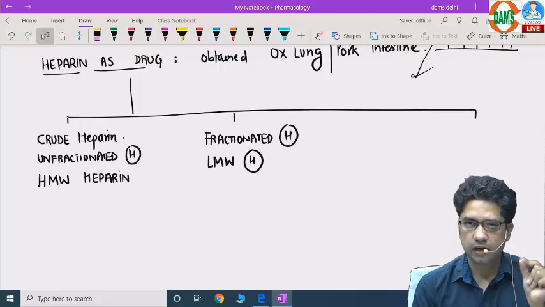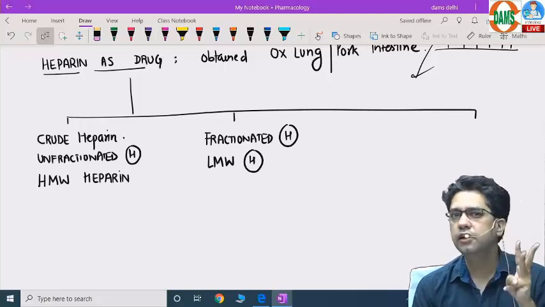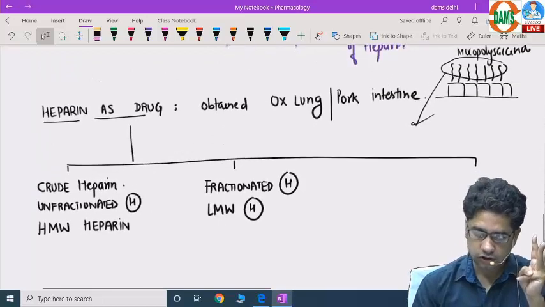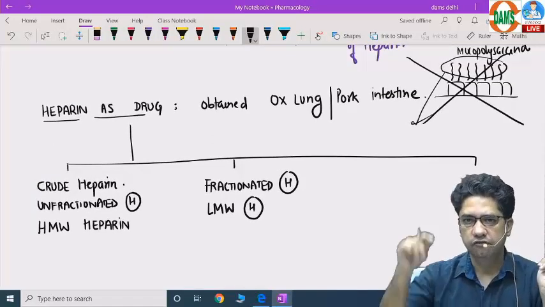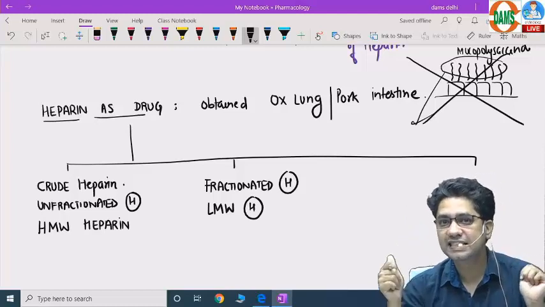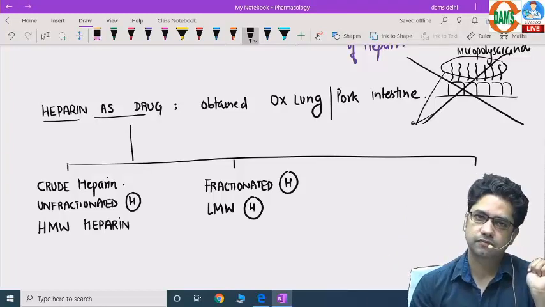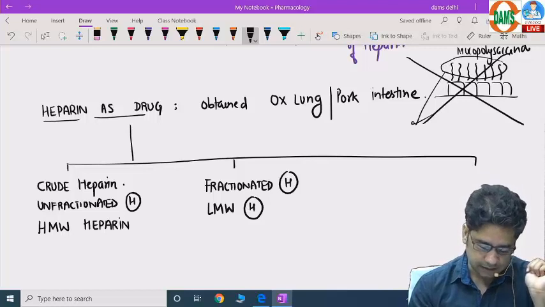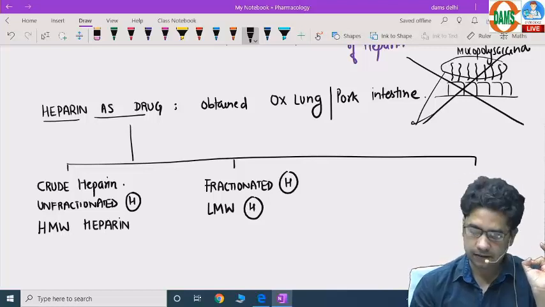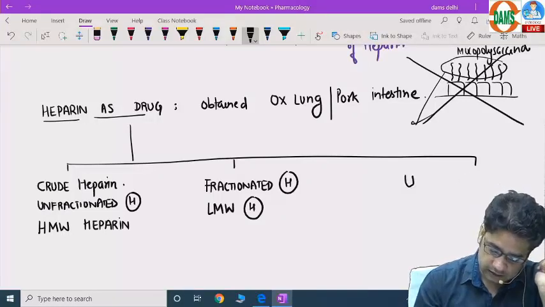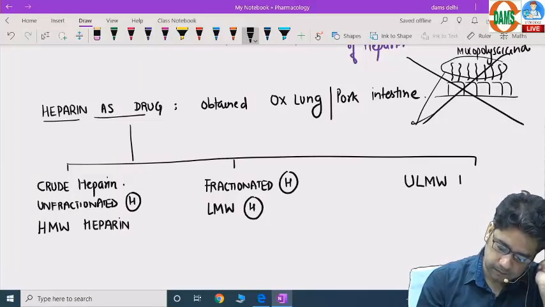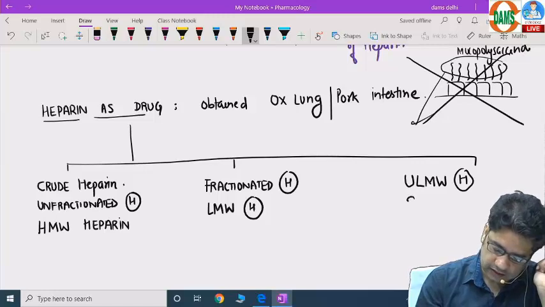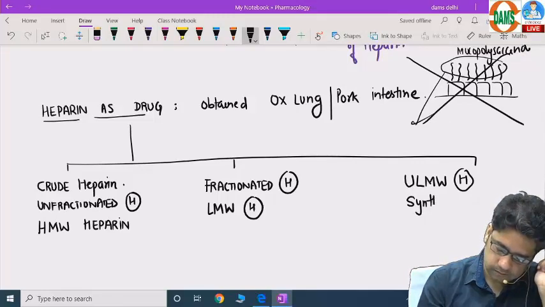make you write. Now we have made a third type of heparin, which is not obtained from ox lung or pork intestine. No, we have made this heparin synthetically in our labs. ठीक है? We have made this heparin synthetically in our lab. It is known as ultra low molecular weight heparin. It is also known as synthetic heparin.